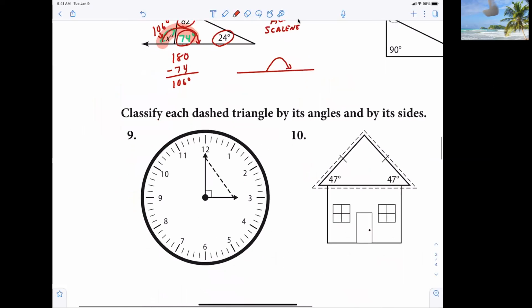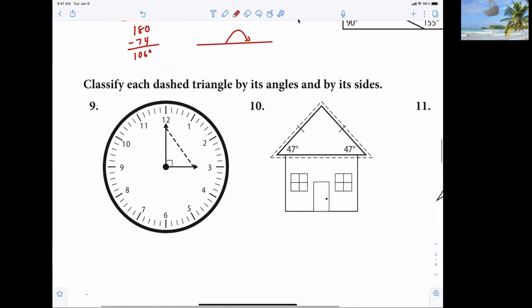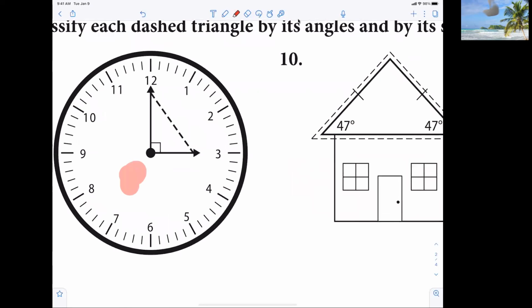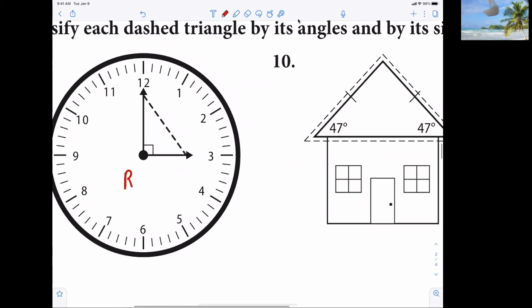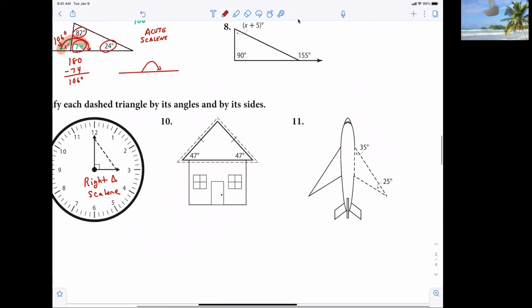All right, here we go. Number 9, classify each dashed triangle by its angles and by its sides. Okay, so number 9, I'm looking. Avery, go. First of all, by the angles. Classify by its angles. So it's a right triangle. Good. Now classify by its angles. I mean by its sides. That is correct. Right scalene.